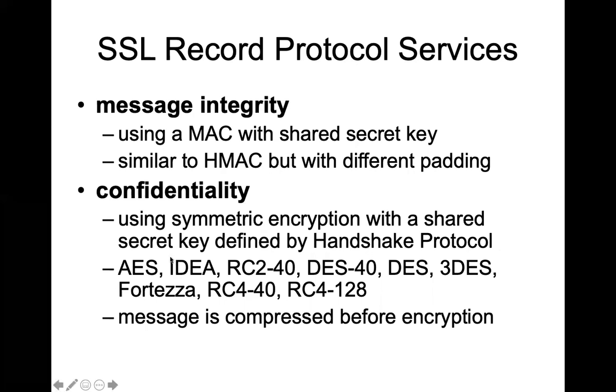Okay. You can use whatever symmetric encryption algorithm, as long as you declare it upfront as part of the handshake protocol. AES, IDEA, you can also use stream ciphers. And the message is compressed before encryption. Okay, that's the confidentiality part of it. Every message is also tagged with a MAC, message authentication code. So every message is tagged with a MAC that is, of course, produced using a shared secret key, and that provides message integrity. Okay, so you get both confidentiality as well as integrity using TLS.